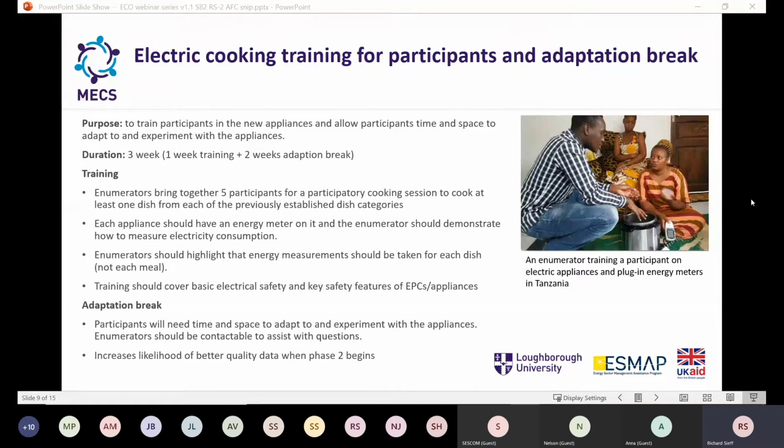We think that this training is usually best to happen over 1 week, and then it's advisable to leave a 2-week gap while cooks try the new appliances out and get used to them. After this, we start phase 2, the transition cooking diary.